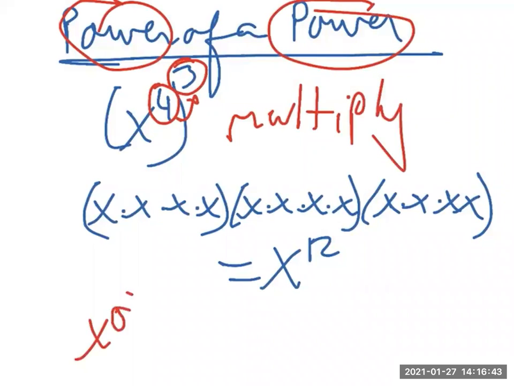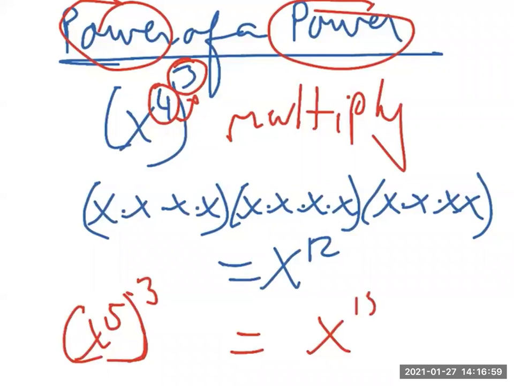So x to the fifth all to the third power. Let's make this a little clearer. X to the fifth all to the third power. 5 times 3 is 15, so it's x to the 15th. And that's how you do a power of a power.